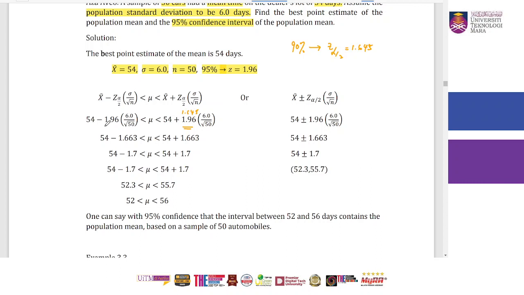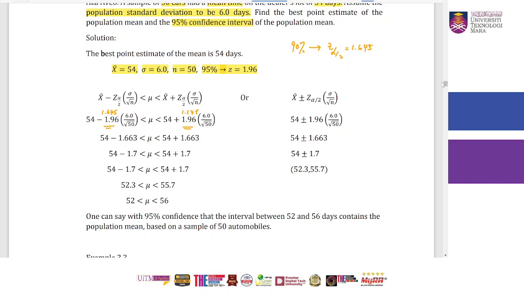So instead of 1.96, saya akan tukarkanlah dengan 1.645. Same thing with this one. So saya akan tukar dengan 1.645. Will other values change? No. Other values will remain the same as 54 for the best point estimate, and then 6.0 for the standard deviation and square root of 50 for the sample size. So yang berubah hanyalah yang Z alpha over 2 ni untuk dapatkan confidence interval.